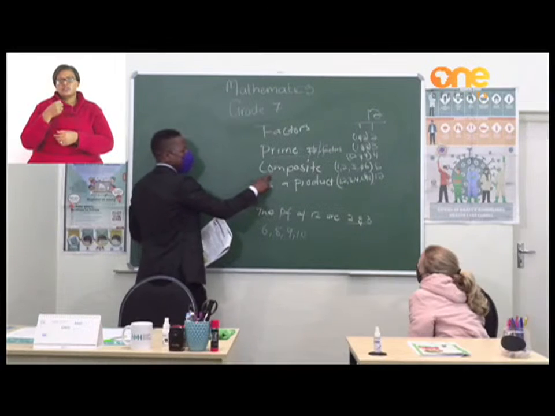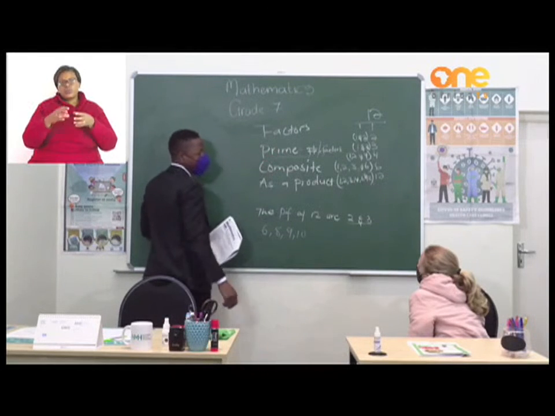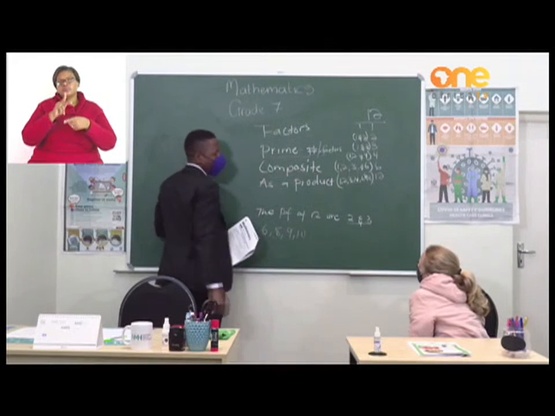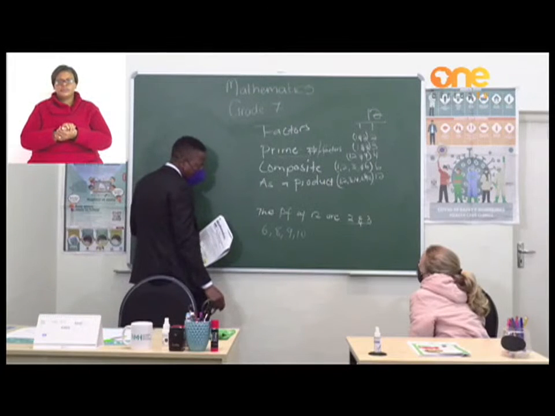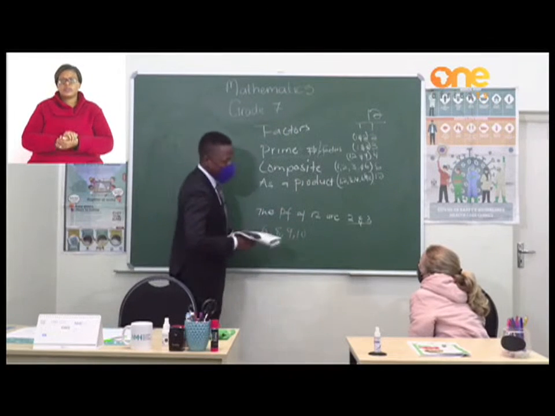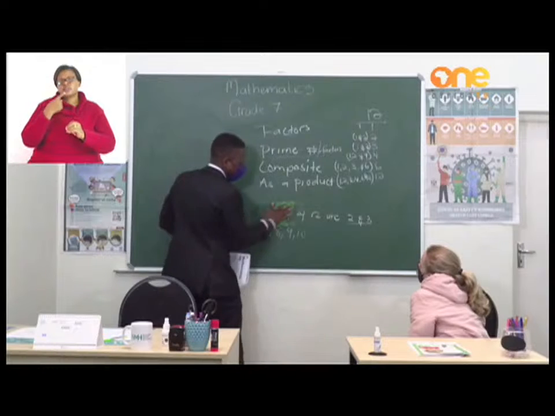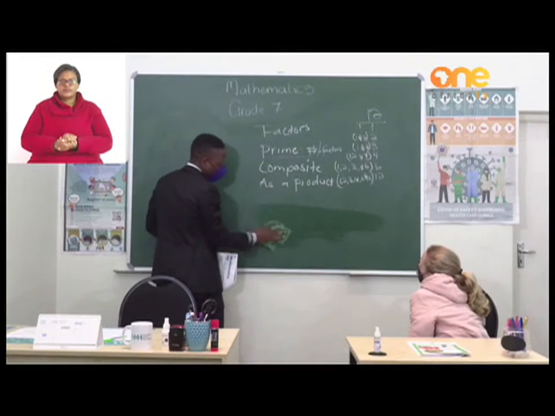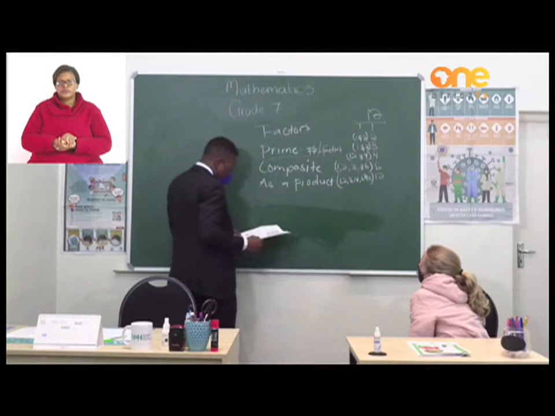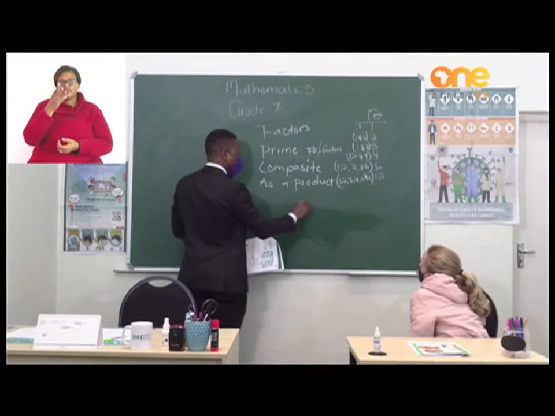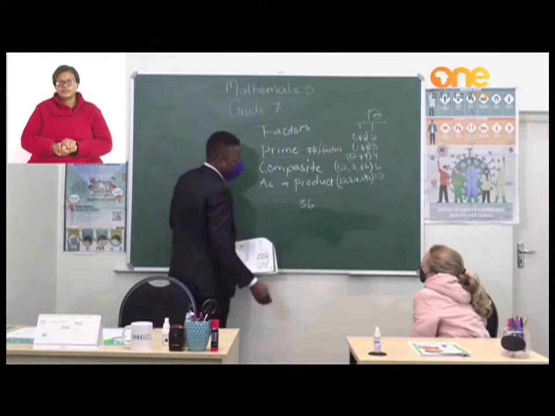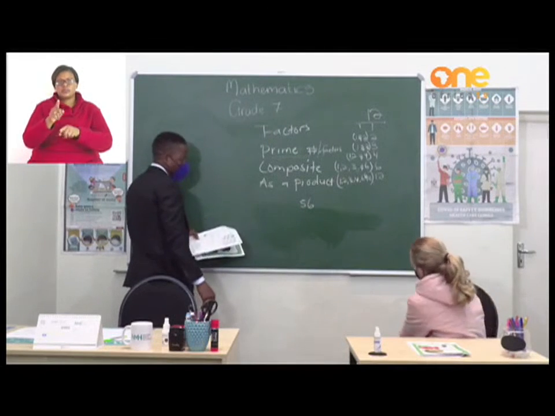Composite numbers are the opposite of prime numbers. Prime numbers have two factors. Composite numbers have more than two factors. The last one is to write a number as a product of its prime factors. In our booklet, we are given 56, and we must write 56 as a product of its prime factors.